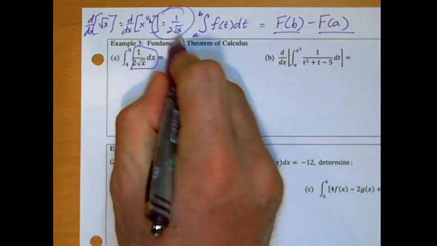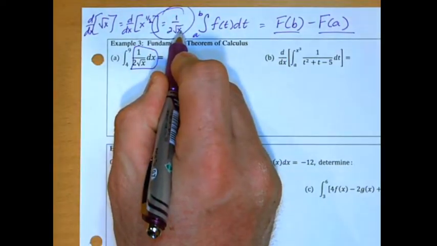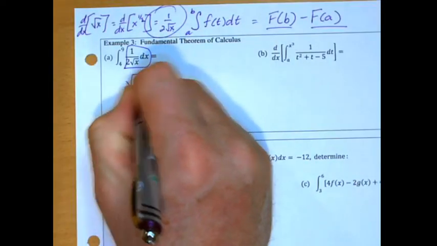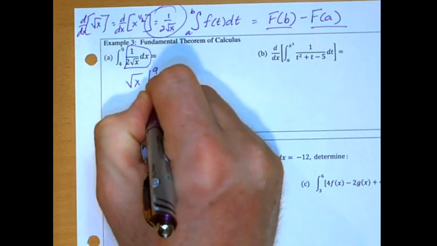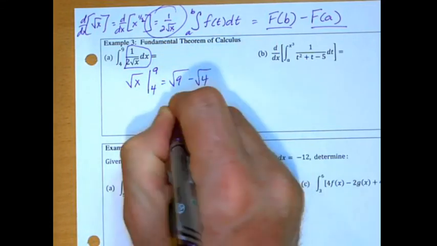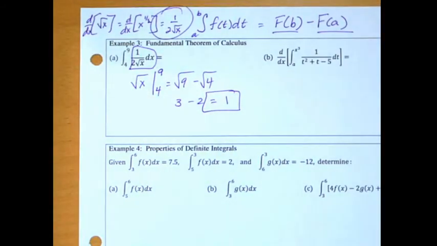And I talked about that earlier, that if that's like x plus 1 or x minus 4, it's still going to be this. So whatever that is, this is going to be the square root. And we're going to go from 4 to 9, so it's the square root of 9 minus the square root of 4, which is 3 minus 2, which is uno. There's your Spanish for the day.